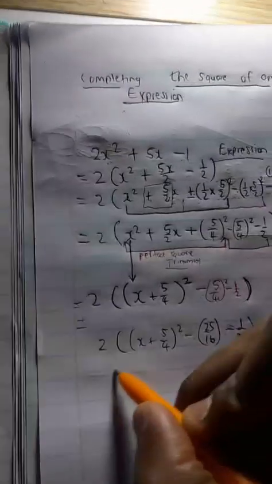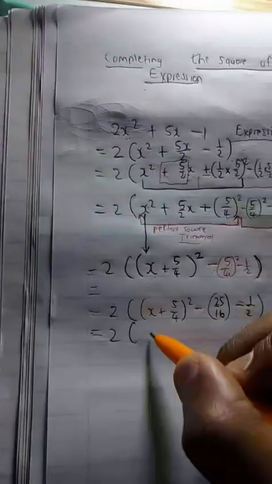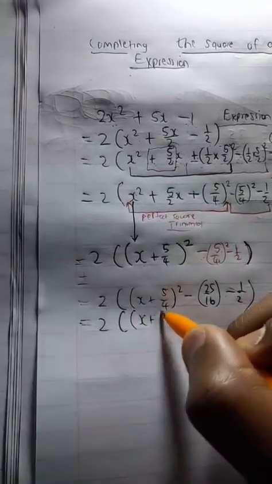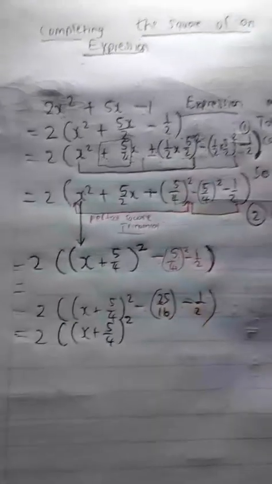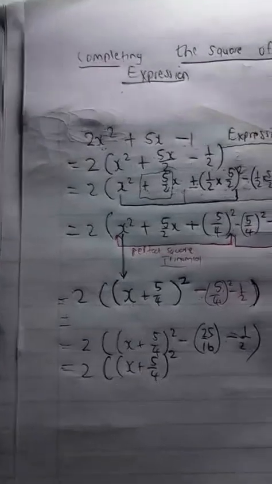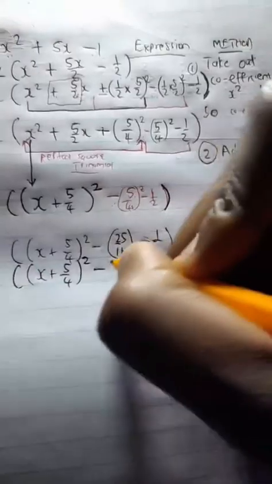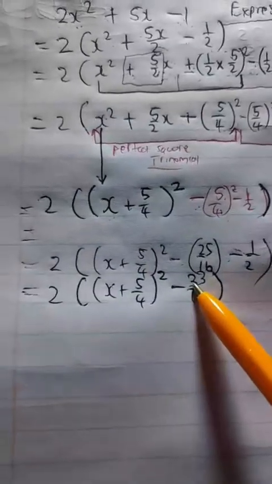So I continue and say 2 into (x plus 5 over 4), the whole thing squared. What did I get from my calculator? What is negative 25 over 16 minus 1 over 2? That gives me negative 33 over 16. So I write negative 33 over 16, and I close that bracket.